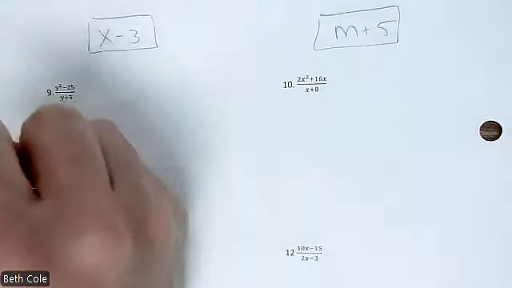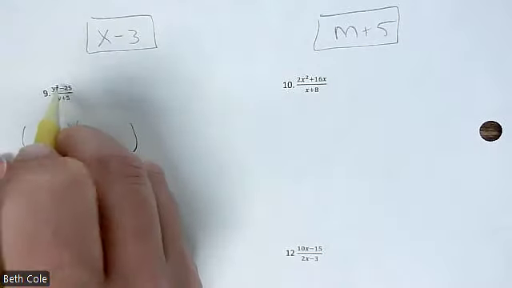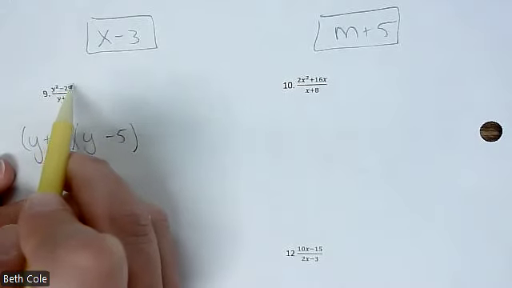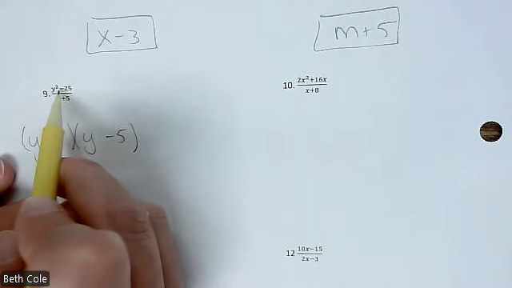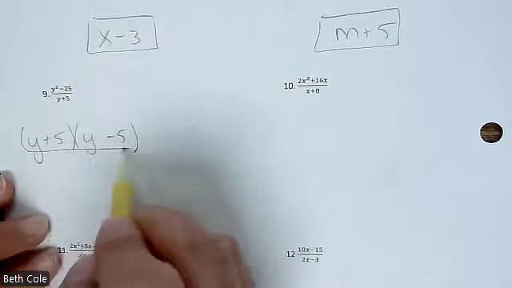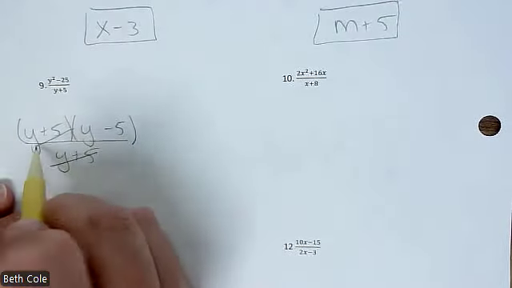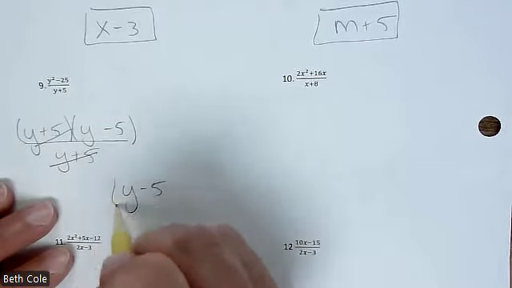This one's your difference of squares. When you split that, it's going to be y plus 5, y minus 5. Again, you have to be a good noticer. You need to notice the middle term is missing and notice that 25 is a perfect square. So these cancel, and your answer is just what's left.